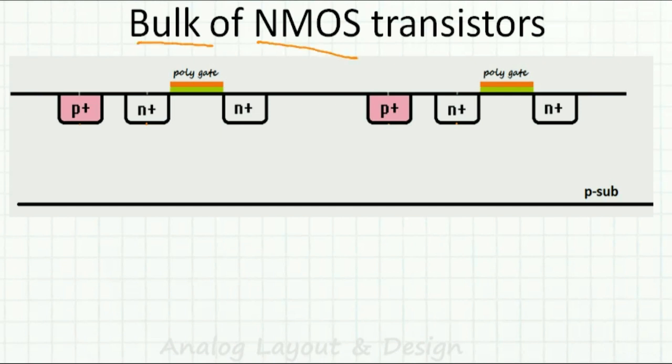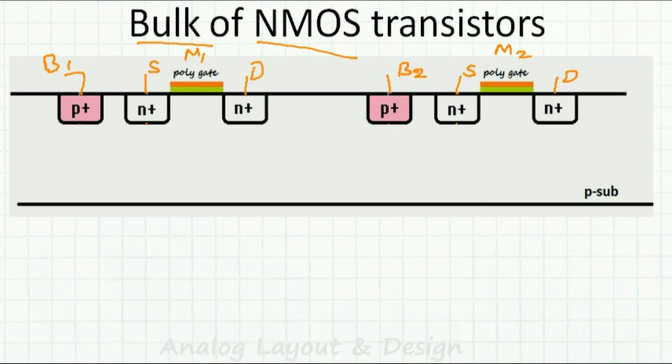Now I have two transistors here, M1 and M2. Both of them are NMOS transistors. This one is the drain of M1. This one is the source of M1. This is the drain of M2. This is the source of M2. This one is the bulk of M1, and this one is the bulk of M2.